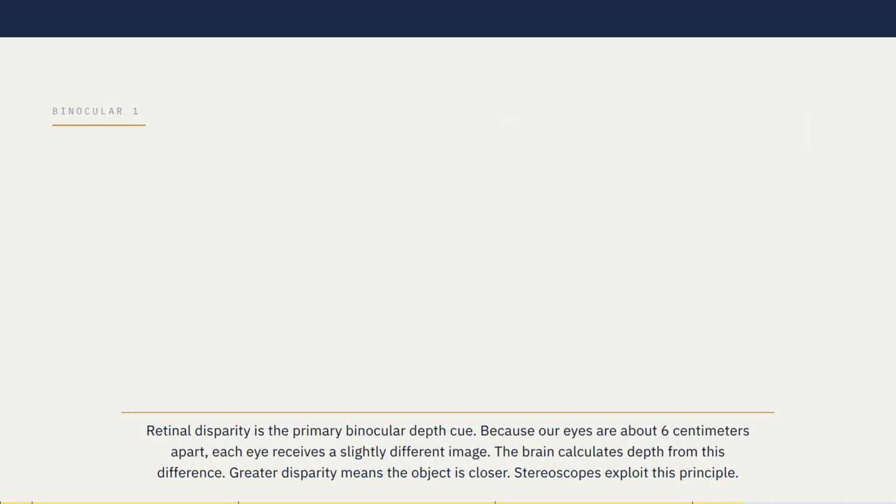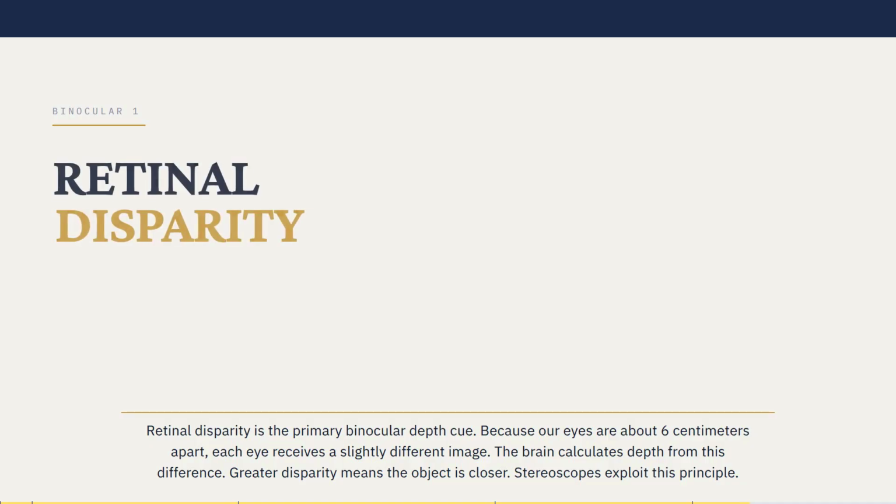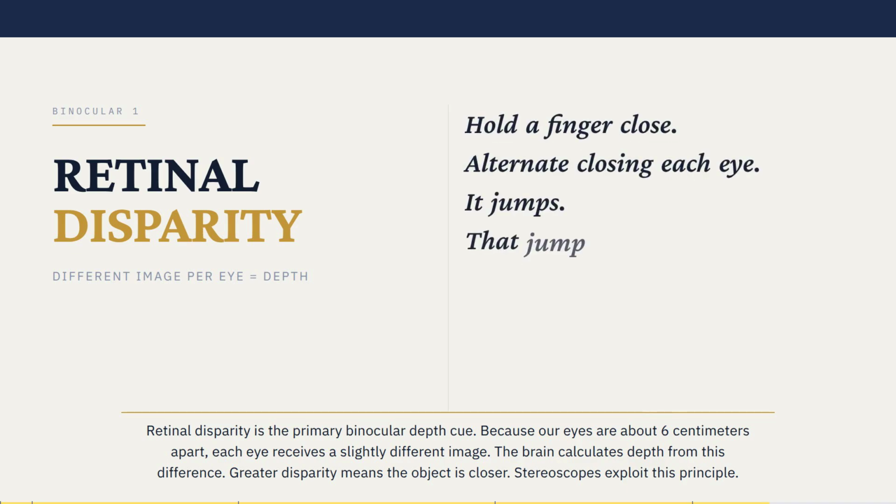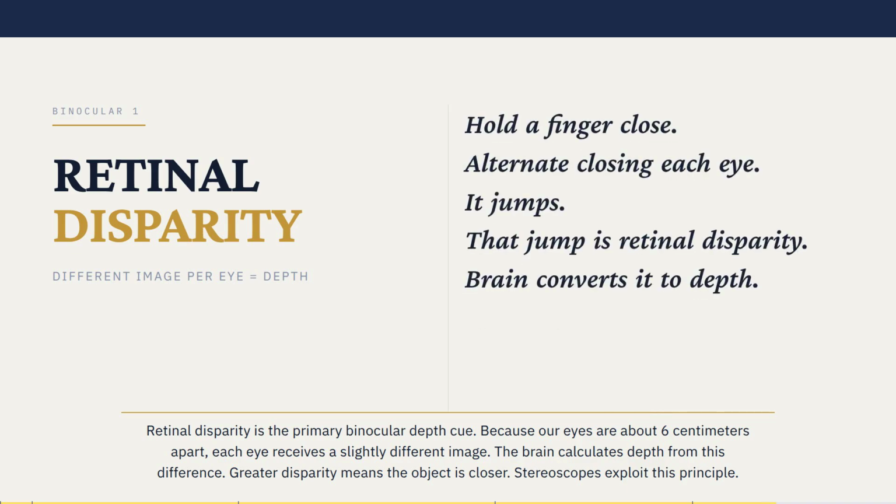Retinal disparity is the primary binocular depth cue. Because our eyes are about 6 centimeters apart, each eye receives a slightly different image. The brain calculates depth from this difference. Greater disparity means the object is closer.